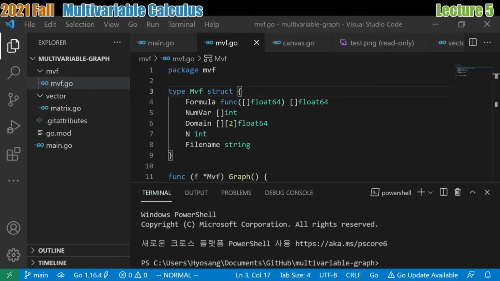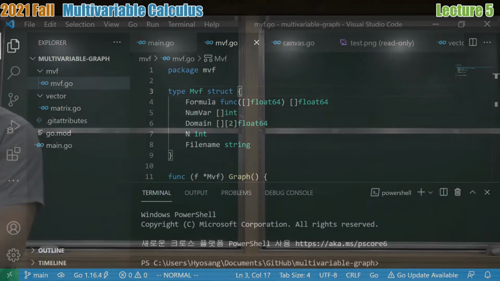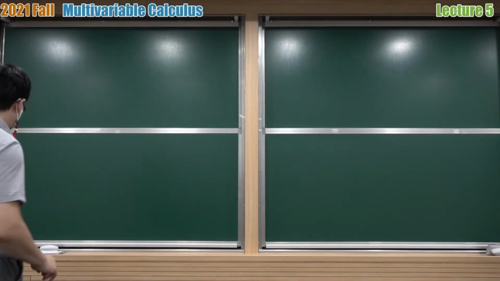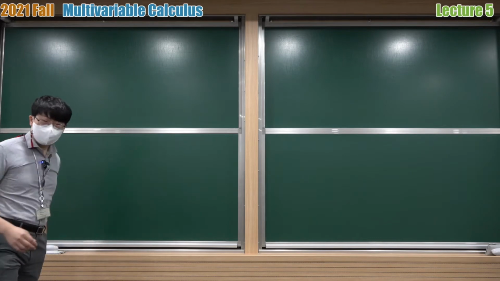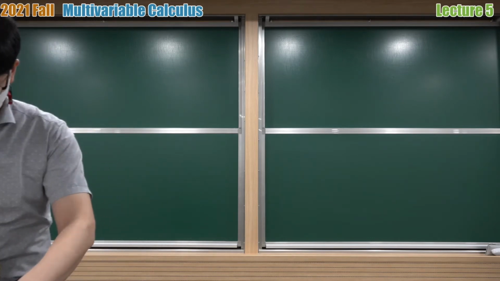Okay, let's start. So let's review what we have done last time. Last time we talked about how to graph the function and how to change the perspective of the function. So let's summarize what we have done and what we are going to do.